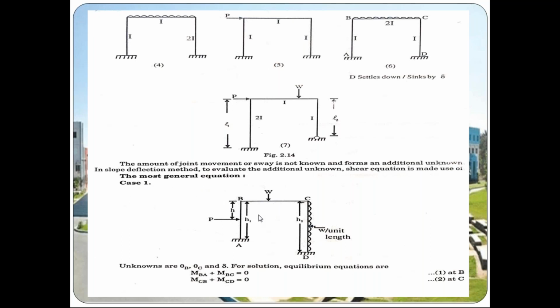In this frame, the unknowns are theta B and theta C, and one more unknown because of the sway, that is delta. Here delta is the distance moved by the sway, so for that also we have to derive an equation. So with 3 unknowns and 2 joint equilibrium equations, we have to find one more equation, that is the shear equation.